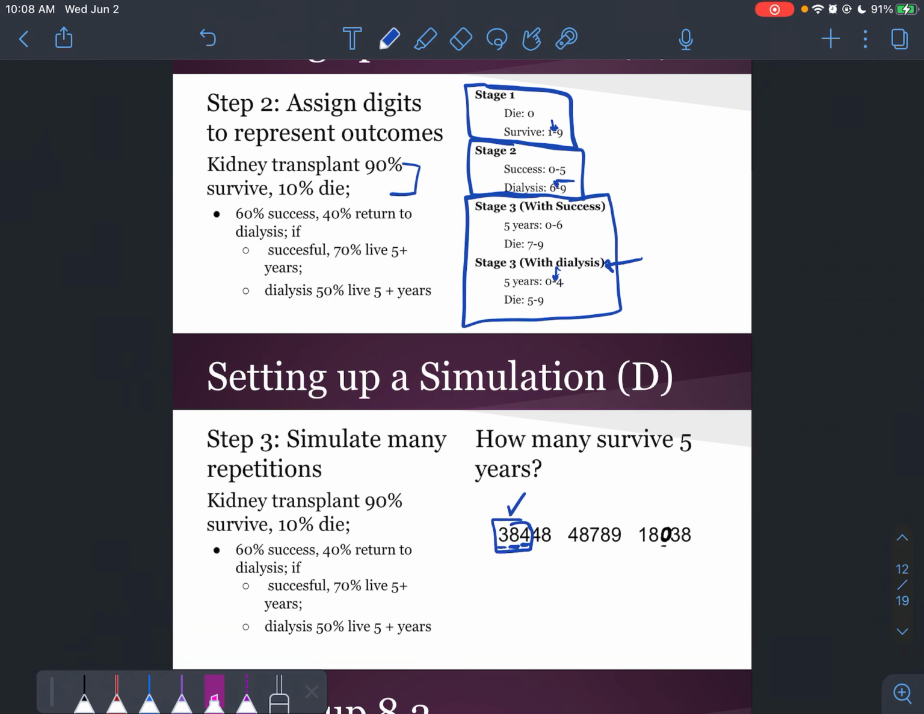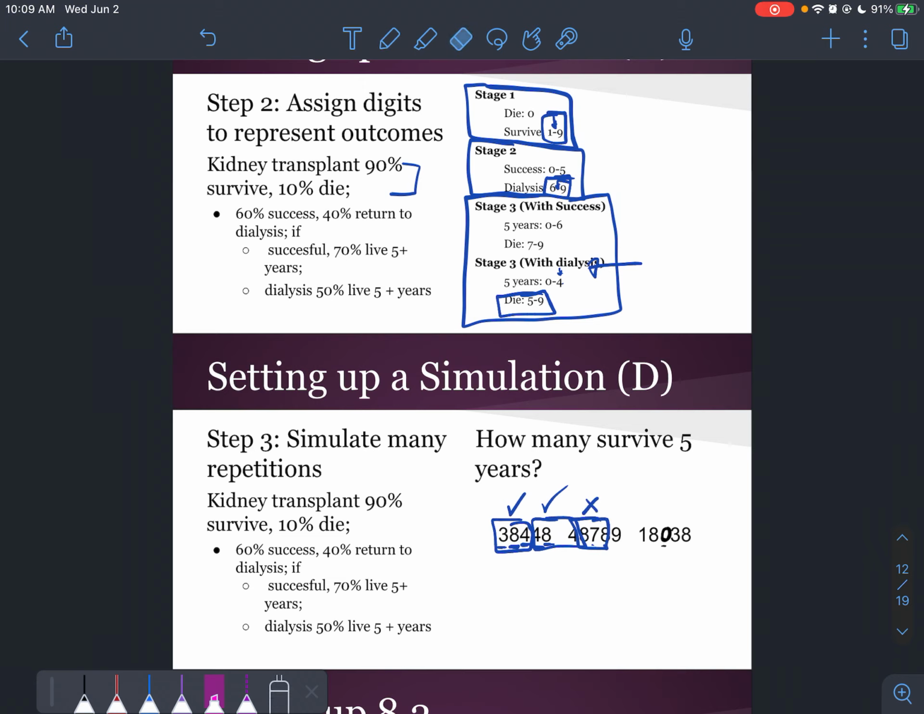Okay, next one now, so we're going to start over. Next one, I'm going at 4, so 4 tells me I survive. 8 in stage 2 tells me I'm going to dialysis, so I'm going to go down to dialysis. A 4 tells me I survived 5+ years. So I got a success. 8, 7, 8. So once again, I survive. 7 tells me I go on dialysis, and an 8 tells me I don't make it. So 8, 7, 8, not so good.